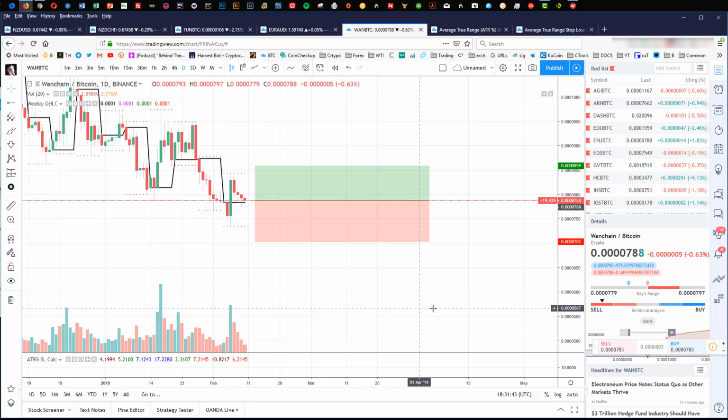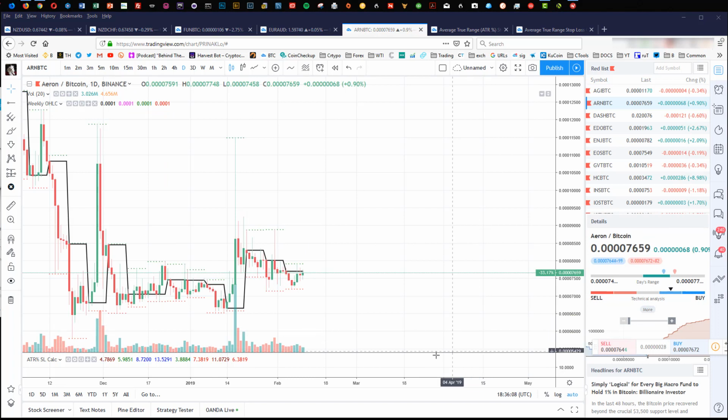But let me see if I can find a chart that gives you an optimal example of how the stop loss calculation gives you a couple of key pivot points and levels that make it a good trade. Let's see if I can find one. So I'm going to pause the video. Actually, I didn't have to go far, because I think ARN is an okay example.